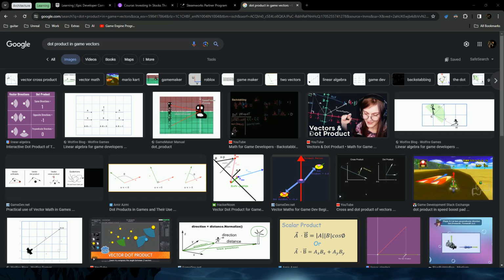Today we will learn a concept called dot product. It is quite important when it comes to the dot product in the game world. So let me show you a few examples here.